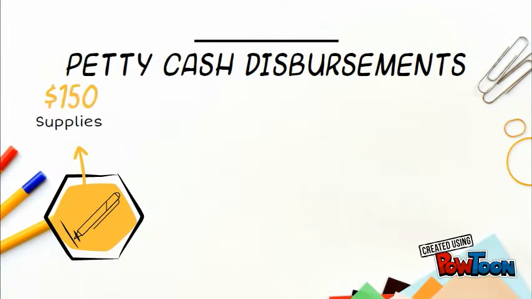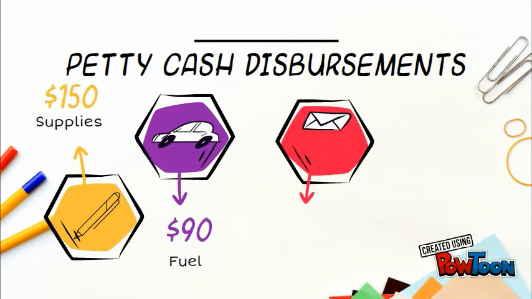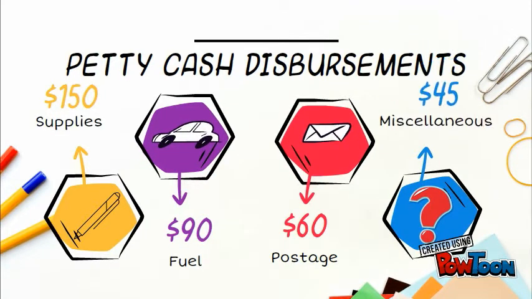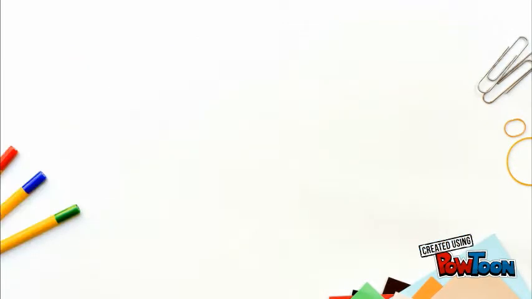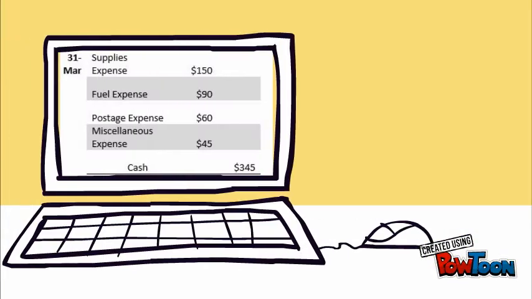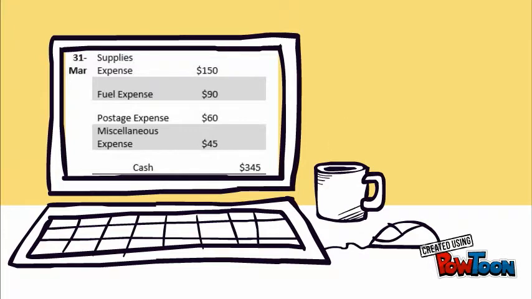Suppose that during March, Sarah's business made the following disbursements: $150 on supplies, $90 on fuel, $60 on postage, and $45 on miscellaneous expenses. A journal entry is then created. The entry increases the four expense accounts related to the expenditures and decreases the cash account for the amount of the check. This entry reduces both assets and equity.